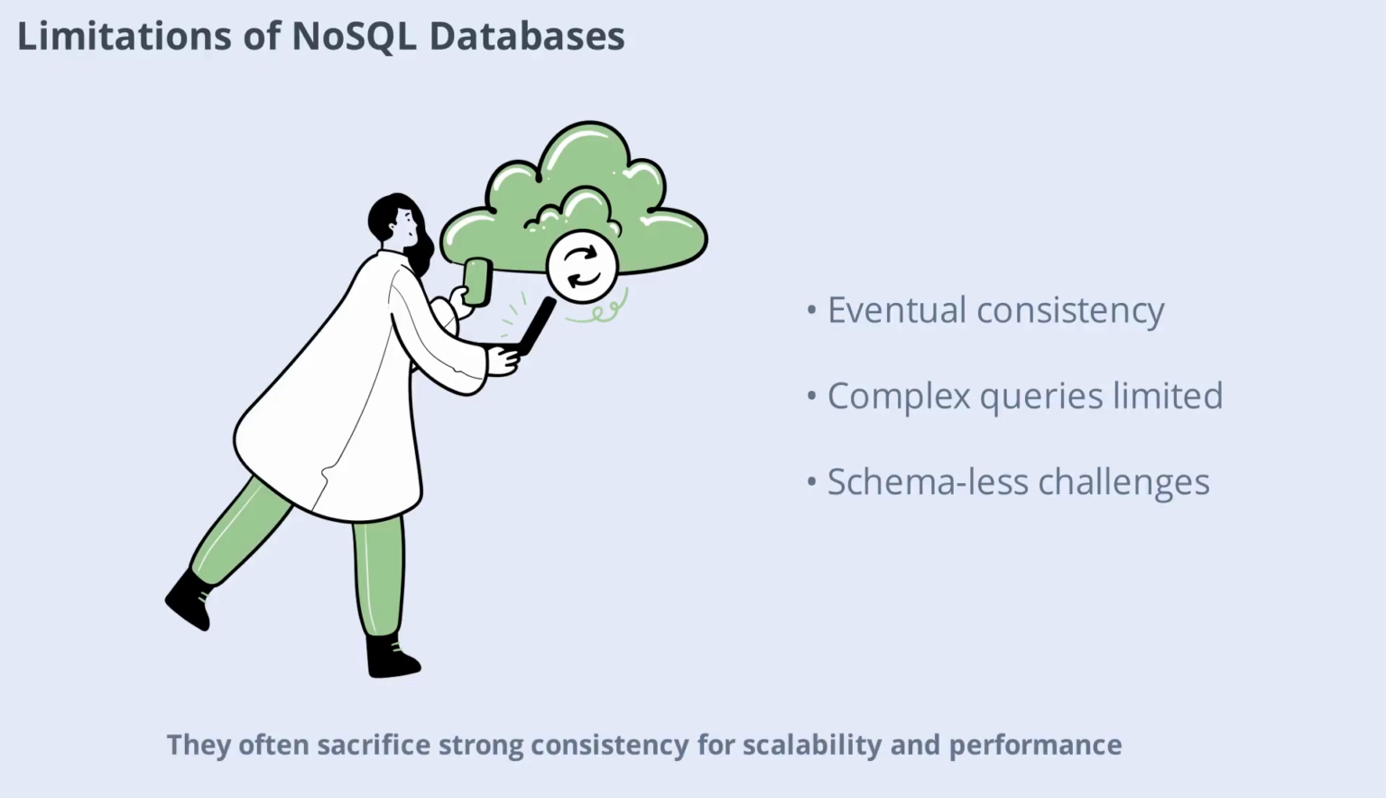Despite their advantages, NoSQL databases have some trade-offs. They often sacrifice strong consistency for scalability and performance, which can lead to eventual consistency issues. Their lack of a fixed schema can make data validation more challenging. Additionally, NoSQL databases may not support complex queries or transactions as efficiently as relational databases. It's important to match your database choice to your application's needs.